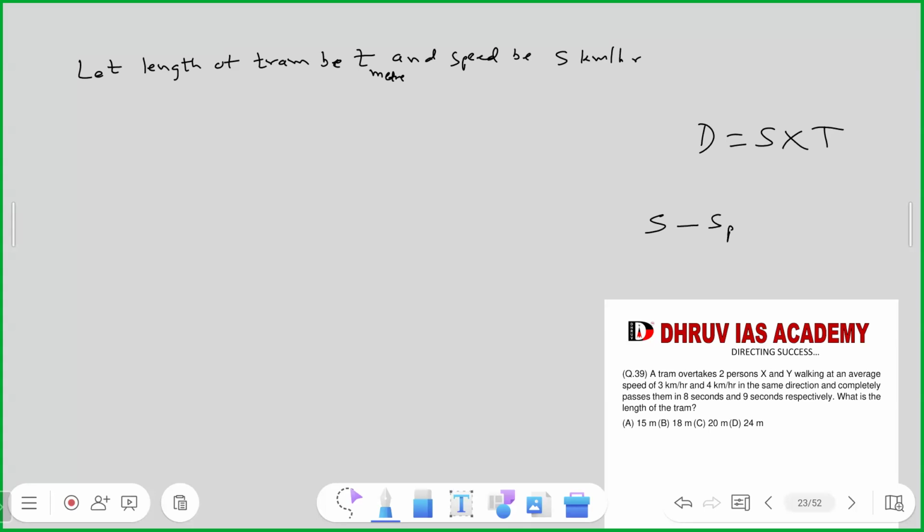Okay, now time will be absolute, whatever the seconds, etc. The distance covered in this case will be the length of the tram. Okay, so if you take this formula, d is equal to speed into time, when the tram crosses the first person.